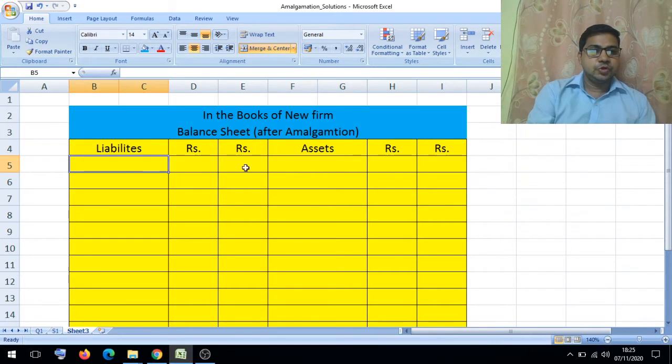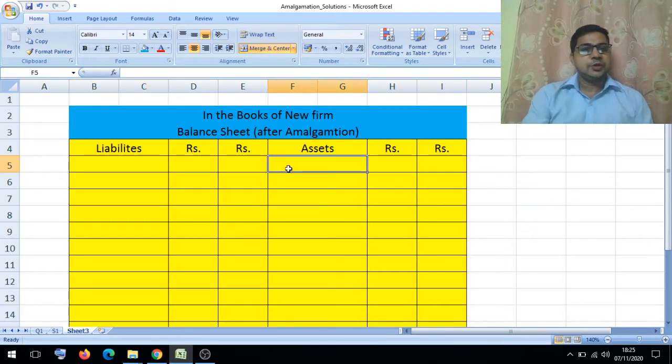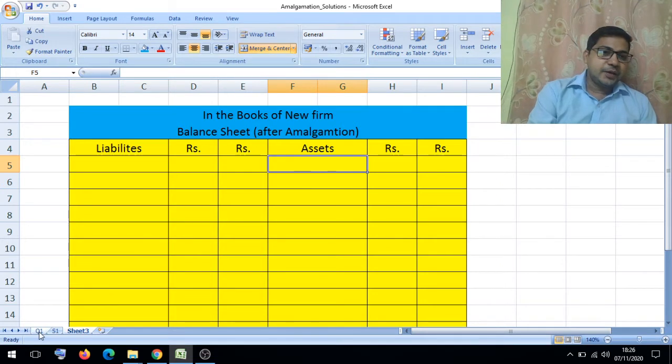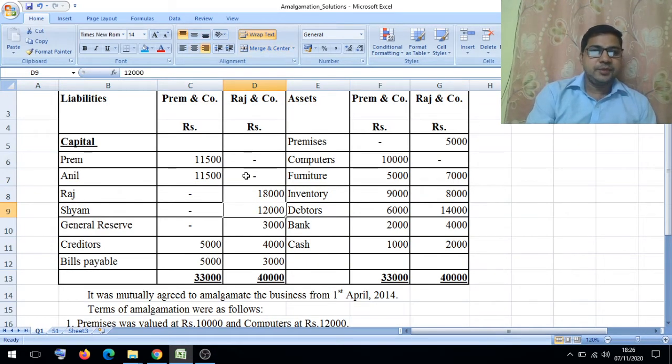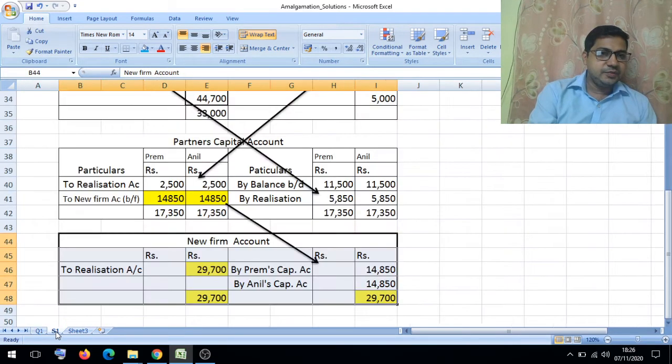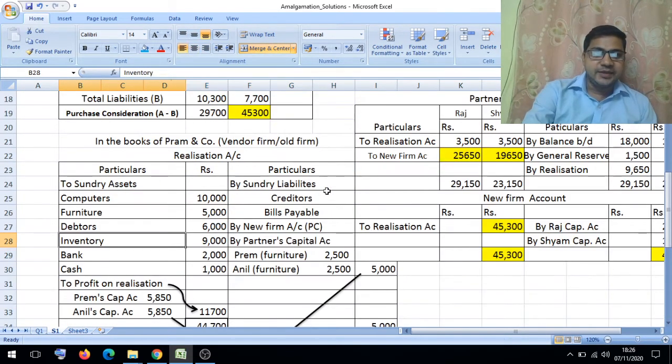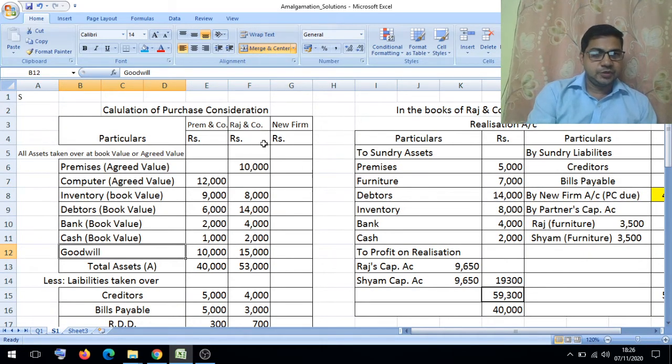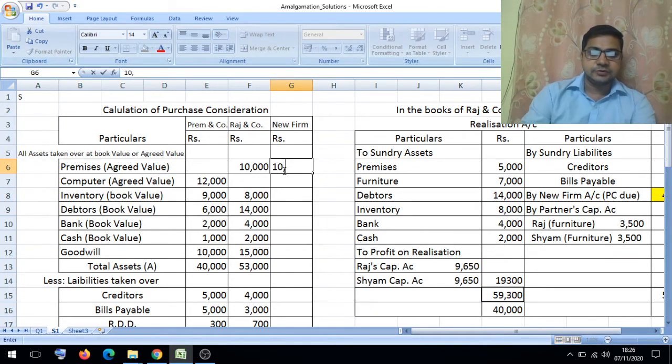Now friends, first of all we will prepare the asset side. We already prepared the purchase consideration, and we have to consider it while preparing the balance sheet of the new firm. When I prepared the purchase consideration, we drew two columns: Prem and Company and Rajan Company, and one more column, the new firm account. There we have to write the two firms' total premises. There is no premises for Prem, but Raj has 10,000, so we write 10,000 here.